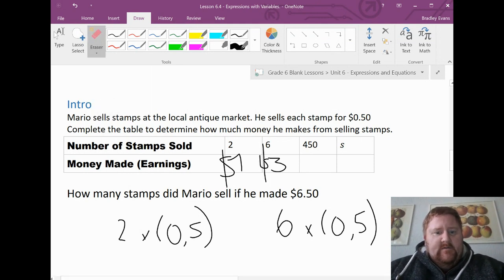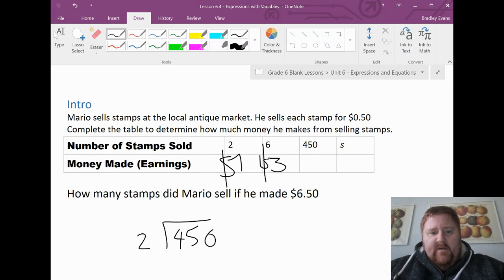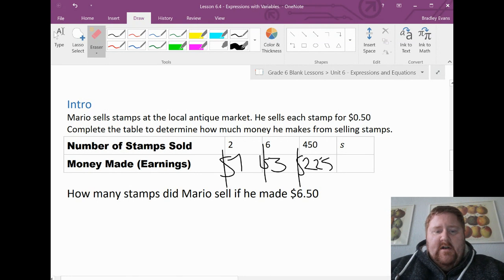450. Okay, so if he sells 450 stamps, how much money will he make? Well, he makes half a dollar every time. So we would need to divide 450 by 2. I could do long division if I wanted to, or I could simply do 400 divided by 2 is 200, and 50 divided by 2 is 25. 225.